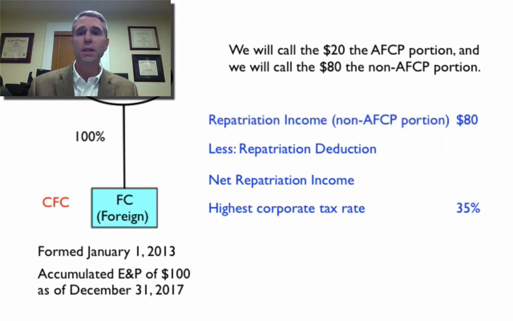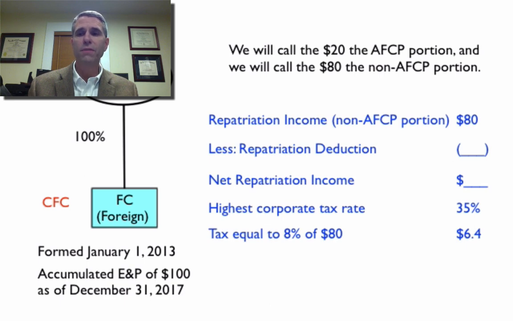Now, addressing the non-AFCP portion with repatriation income of $80, less the repatriation deduction, which we need to compute, will arrive at the net repatriation income, which we also need to compute. We know the highest corporate tax rate is 35%, and we know the tax has to be 8% of $80, and 8% of $80 is $6.4. Now that we know the 6.4, we can back into the numbers above.